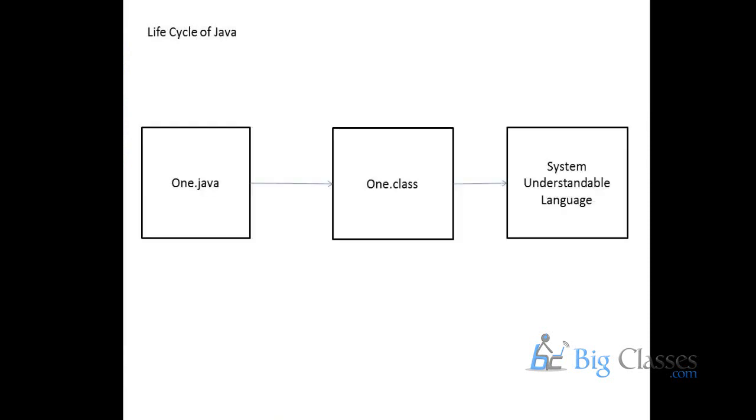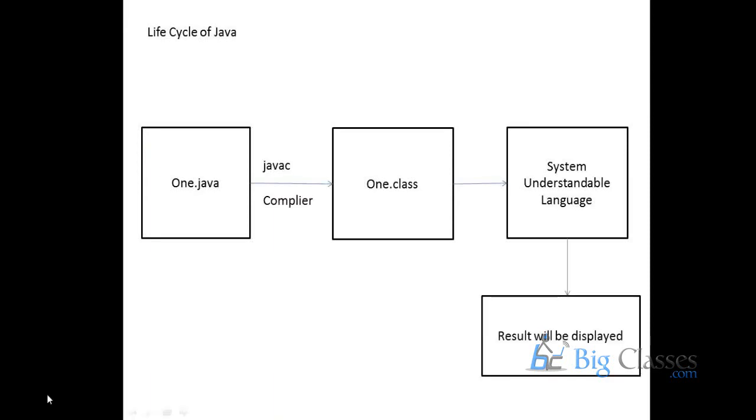Here is the life cycle. One is one dot Java, my source file. When I execute it, you need to use the compiler called the javac compiler. This javac compiler changes your Java source code to a dot class file. The compiler will successfully change your source code to a dot class file only if it does not have any syntax error. So the compiler checks only the syntax. After changing to a dot class file, you need to use the interpreter called java, which changes your dot class file to a system understandable language.